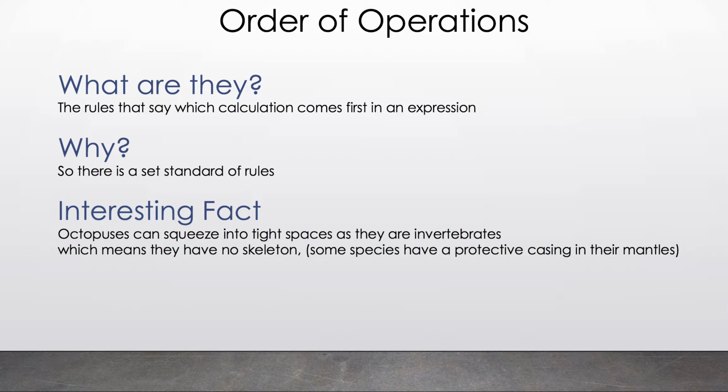Interesting fact. Octopuses can squeeze into tight spaces as they are invertebrates, which means they have no skeleton. Some species have a protective casing in their mantles.